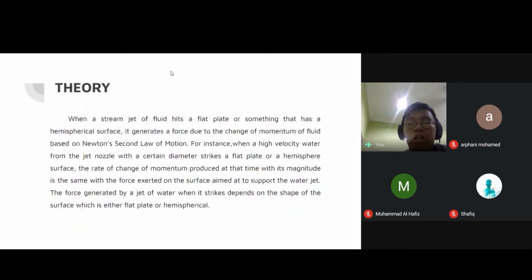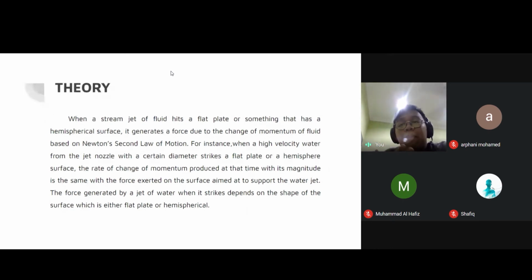I'm going to explain the theory now. When a stream jet of fluid hits a flat plate or something that has a hemispherical surface, it generates a force due to the change of momentum of the fluid, based on Newton's second law of motion. For instance, when high velocity water from the jet nozzle with a certain diameter strikes a plate or a hemisphere surface, the rate of change of momentum produced at that moment has the same magnitude as the force exerted on the surface to support the water jet.